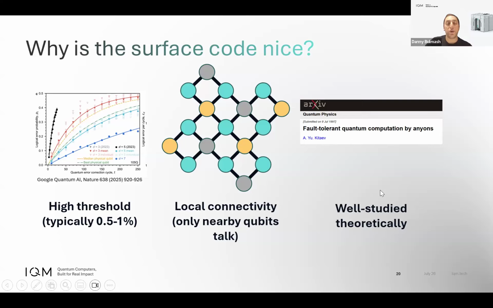Finally, the surface code is extremely well studied theoretically. We understand a lot about it. And this paper from the arXiv here is the one that introduced the surface code in the context of error correction. You'll notice that this paper was submitted in 1997. So theoretically speaking, the surface code has actually been studied for almost 30 years now. So there's a lot of machinery that's very well developed there, theoretically.